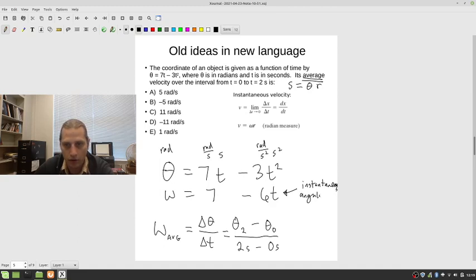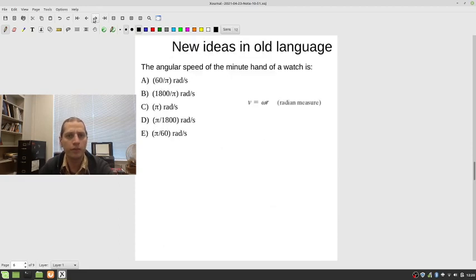angular velocity, and then this one is your average angular velocity. Okay, so be careful.